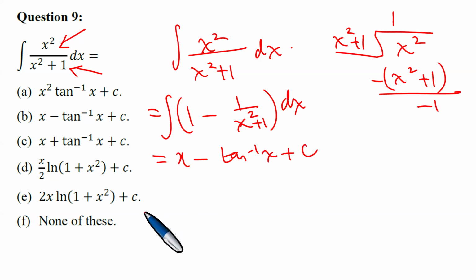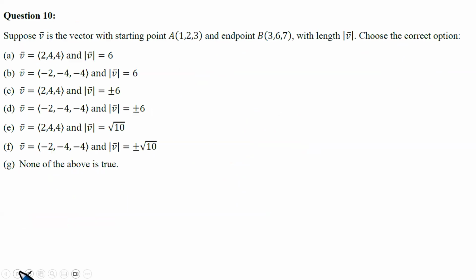Right, and therefore the question becomes, what exactly is the answer to this particular question? The answer is option B. So the answer is x minus arctan x plus c, which is the correct integration and the required integral here. And we move on to the next one.